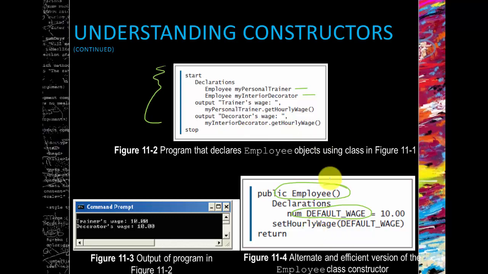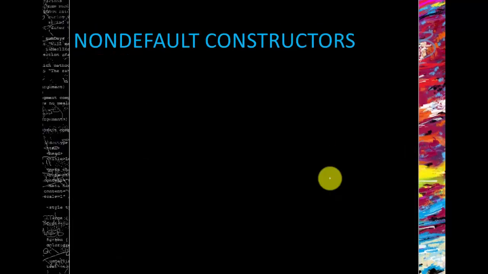To answer the question of what if we have a different hourly wage, well, that brings us to our non-default constructors. So now we've got a different hourly wage. So we're going to have a non-default constructor. So something that you are going to have to create is a constructor that actually accepts parameters.